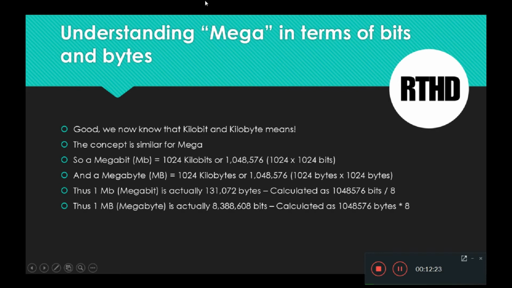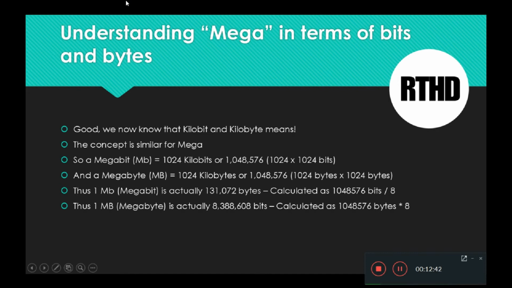And so a megabyte is very similar as well. We have 1024 kilobytes, right? Which is pretty much 1024 bytes, because that's kilobytes. And then we multiply it by 1024 again. That's all, and that's why we got the same value here for bytes.